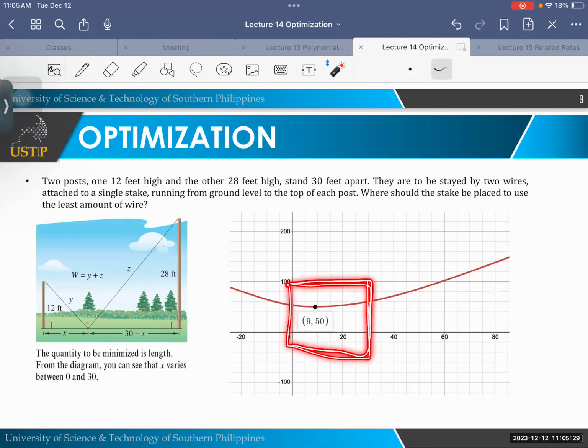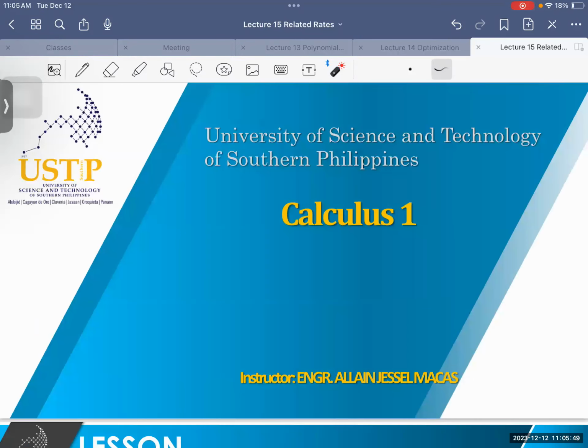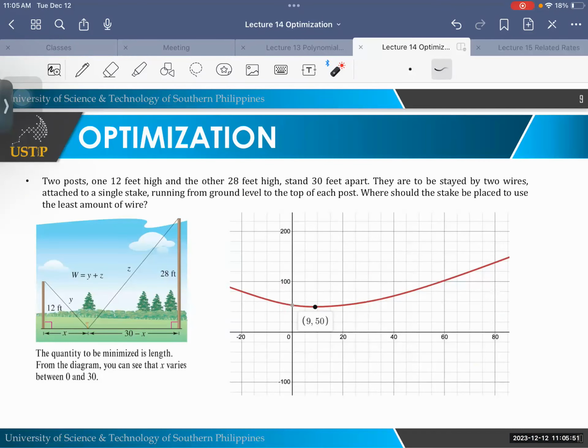Okay. And then ang pinakagamay nimo nga wire, length sa imong wire is kani nga point, which should be 9 feet from your left post ibutang ang stake. Okay, that's for optimization. Kapag mag-yaw-yaw, there's one to sa related rates class para mahumanigid ta. Pwede na niyo pause kung information overload mo diha.